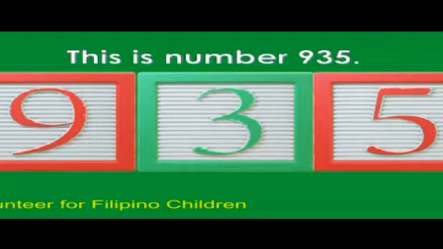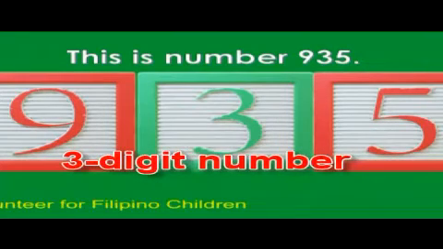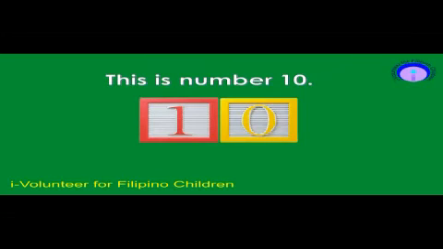Yes, there is only one number, 935, but it contains 3 digits, 9, 3, and 5. 935 is a 3-digit number. Another example is number 10. It has 2 digits.